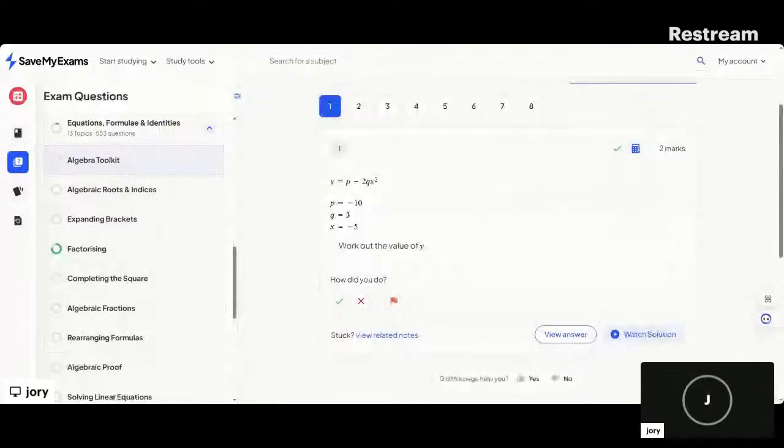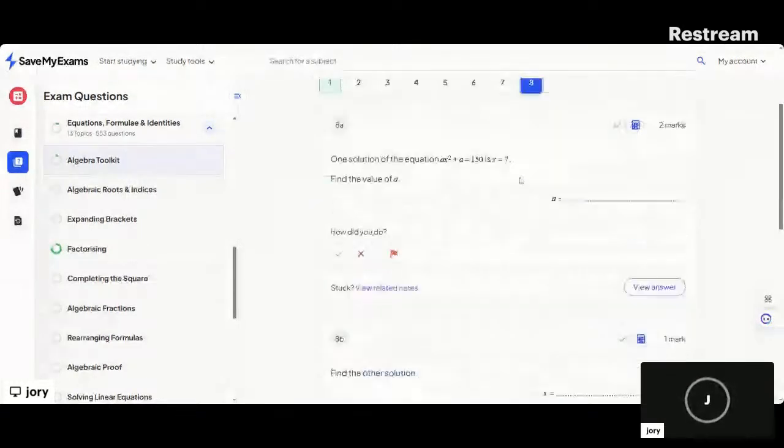I'll just substitute. I don't mind. 5 squared. Oh, it's negative 5 squared, but the square removes the negative, so it doesn't really matter. And then times q, which is 3, and then times 2, 150. Negative 10 minus 150 is negative 160. Yay! How's this hard?